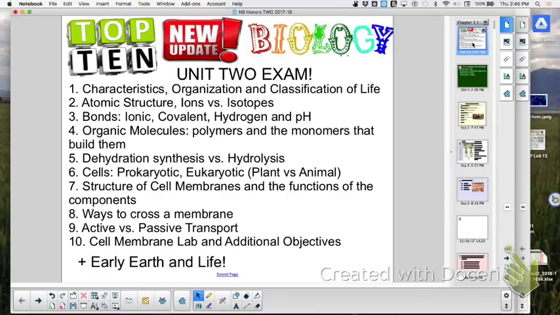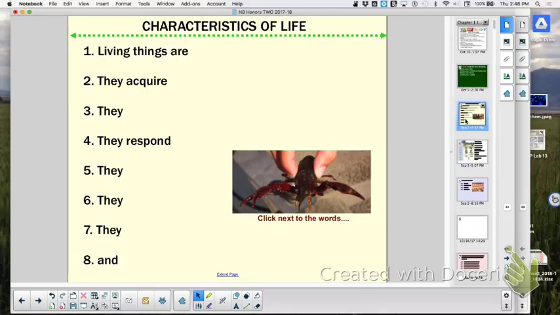Okay, now here. When we looked at chapter 1, right, at the very beginning, the first thing we said was biology was the study of life, and we talked about the characteristics of life. Let's do the characteristics together. Ready? Here we go. Living things are organized, made of cells. They acquire materials and energy. They maintain homeostasis. They respond to stimuli and reproduce. They grow and develop, and they adapt and die.